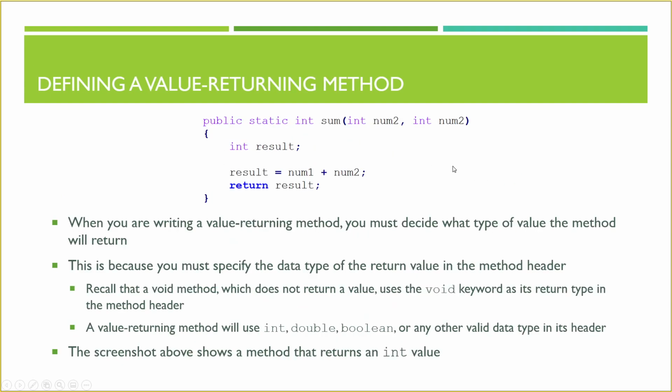So if we want to define a value returning method, we've talked about void methods so far. There's two things we want to keep in mind with value returning methods. The first thing, we replace the void keyword with whatever data type we're going to be returning. So in this example, sum is returning an integer. So instead of saying public static void sum, I say public static int sum. And the second thing we want to keep in mind is the return statement, which we'll talk about here in a second.